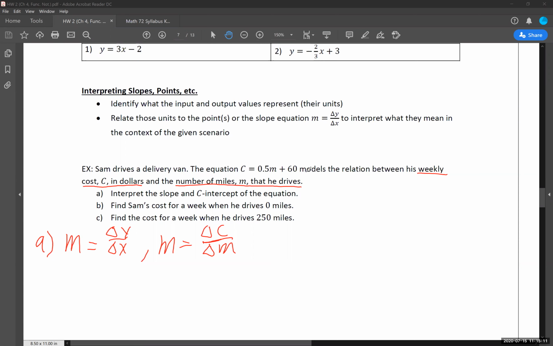And again, a fair amount of these don't need to be 100% accurate in a very specific type of way of phrasing it. There's a few ways that you could phrase that. If I'm looking at this on the homework or on the test, as long as it's something in that vein, we're looking pretty good. So the change in cost over the change in miles driven, or something similar to that. And that is how we would interpret the slope.